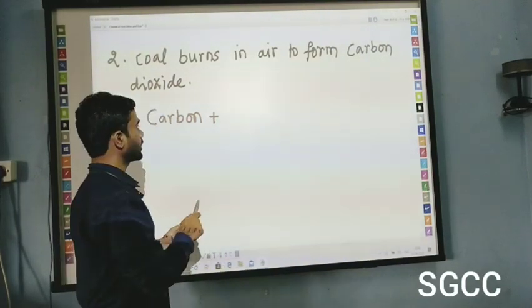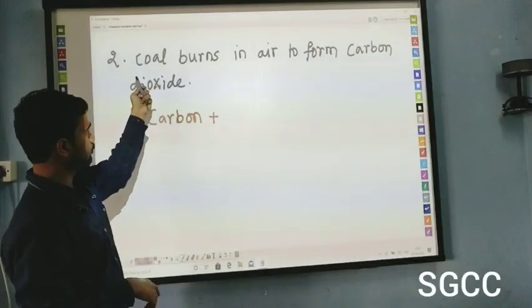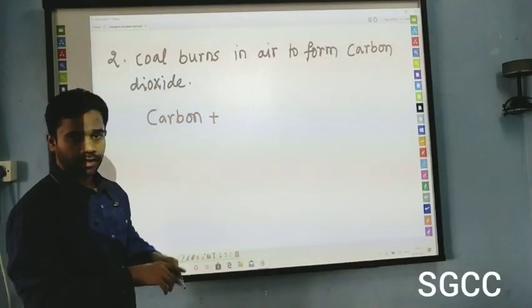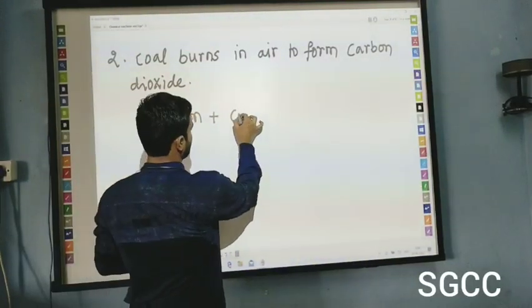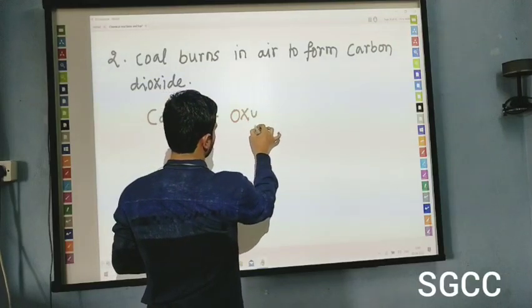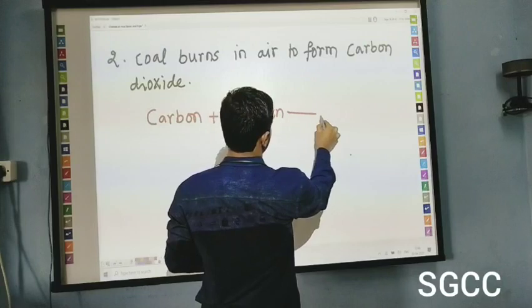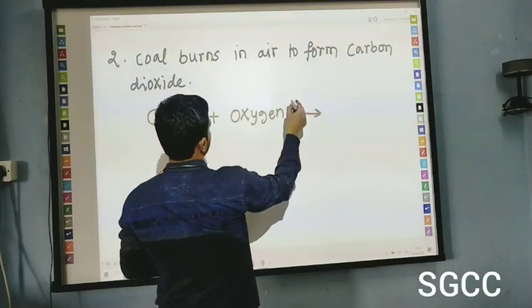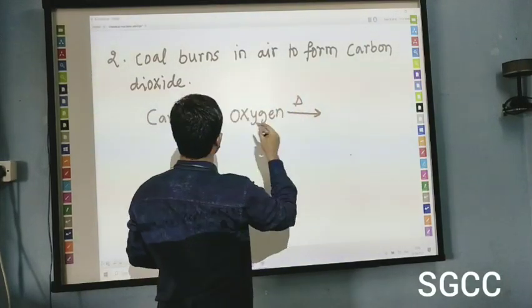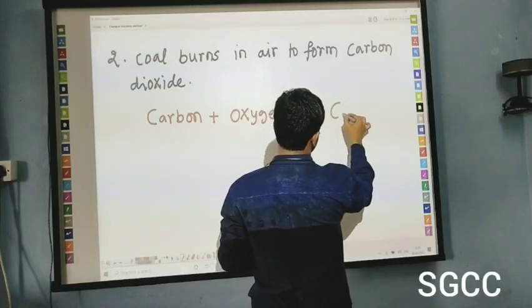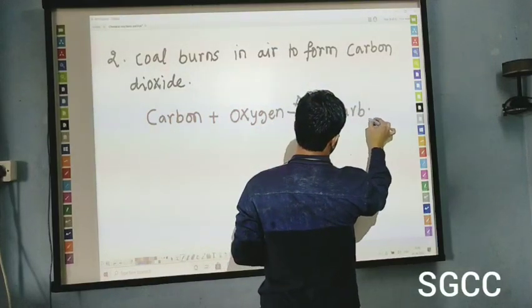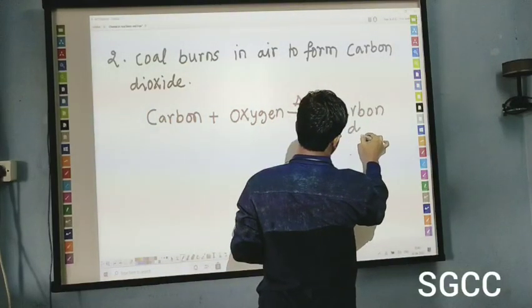In this case we are considering carbon, as in coal burns in air. Air means what? Here I am writing oxygen. Oxygen, to form, in presence of what? Burn means heating, to form carbon dioxide.